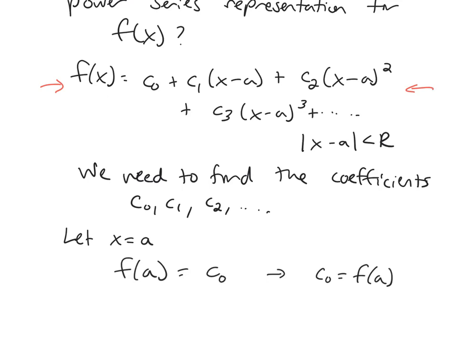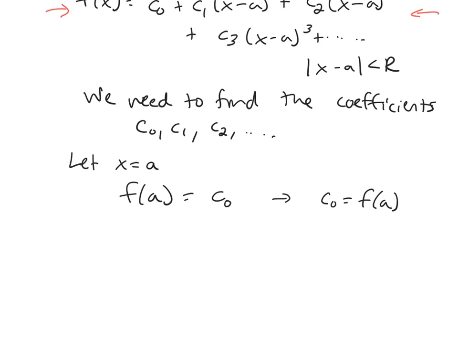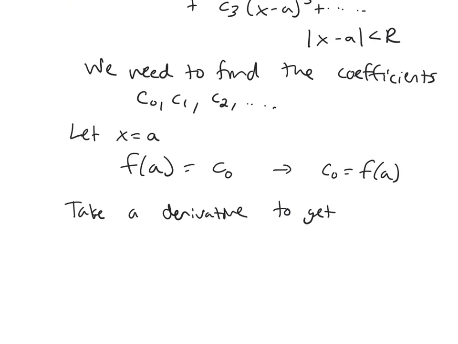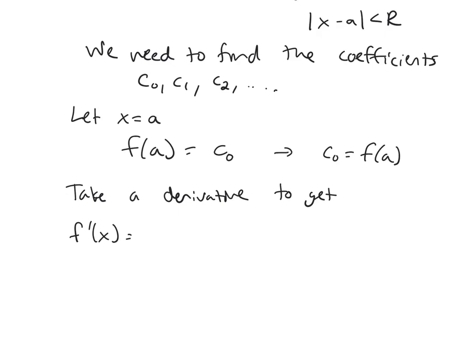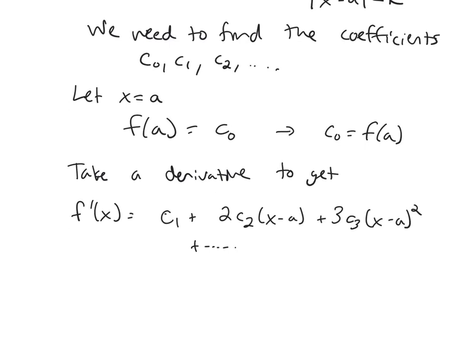What I'm going to do is take this equation that I've put the red arrows around, and take the derivative of that equation. On the left, it was f of x, so it'll be f prime of x now. And on the right, the derivative of c0 is 0. It's just a constant. And then it'll be c1 plus 2c2 (x minus a) plus 3c3 (x minus a) squared, and so forth. So c0 is gone from our equation.